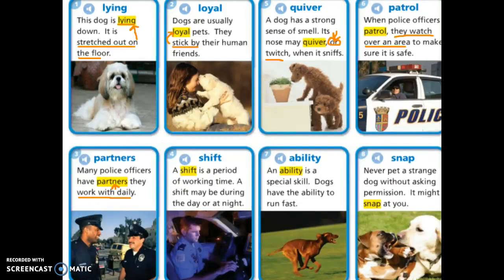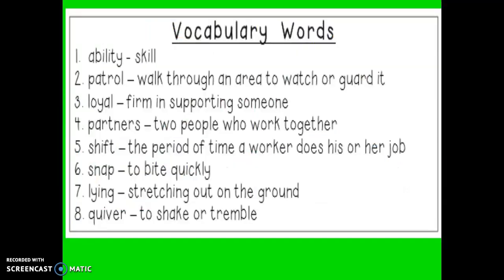Shift. A shift is a period of working time. A shift may be during the day or night. Okay, so again, here's my context clues. A shift is a period of working time. It basically explains or gives us the definition right there in the text. So a shift is a period of working time. The period of time a worker does his or her job is a shift. Some of your parents may work shifts, especially if they're nurses or police officers. Their shift is the period of time that they work.